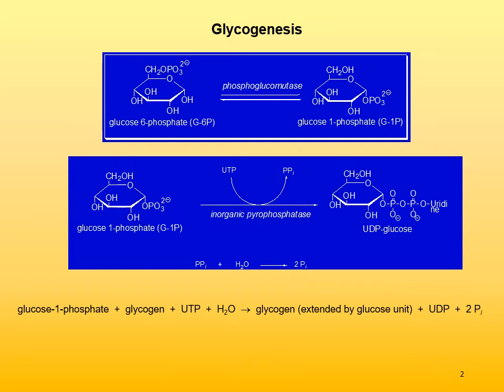Now, to form glycogen, chain cannot be generated on its own. Chain cannot start on its own. Small protein glycogenin first has to be generated, and that's a starting point to which individual molecules of glucose are added and glycogen starts forming. So the overall reaction is glucose 1-phosphate reacts with glycogen and uridine triphosphate and a molecule of water. Molecule of water is actually the one that hydrolyzes pyrophosphate molecule. And then reaction products are glycogen extended by that 1 glucose unit, uridine diphosphate, and 2 molecules of inorganic phosphate.